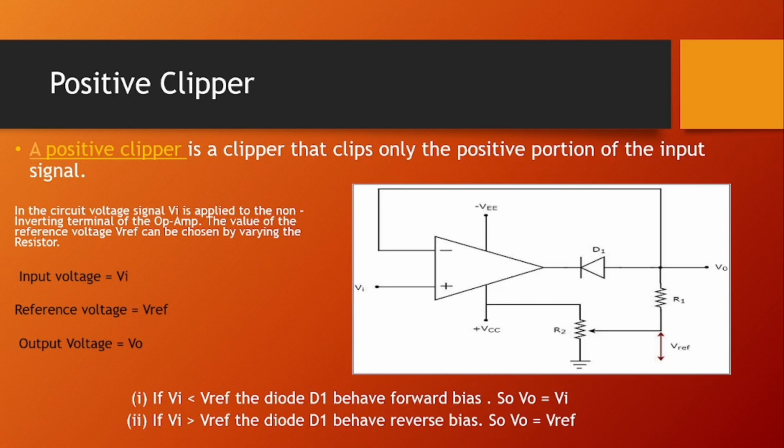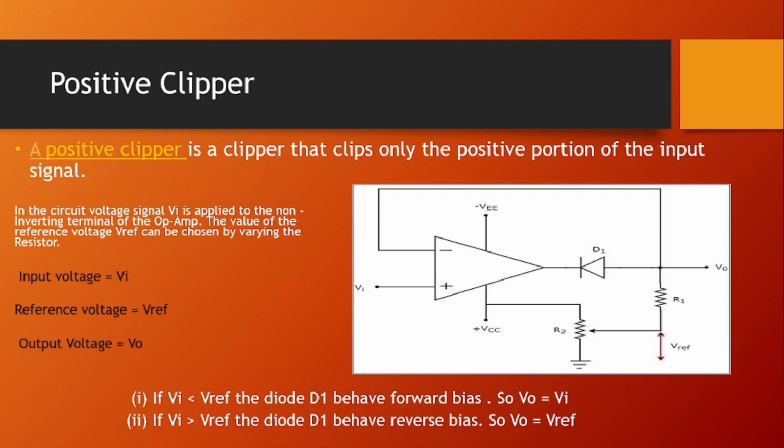Good morning. A positive clipper is a clipper that clips only the positive portion of the input signal. The illustration here shows that in this circuit, voltage signal Vi is applied to the non-inverting terminal of the op amp. The value of the reference voltage Vref can be chosen by varying the resistor. So there are two cases for this positive clipper.